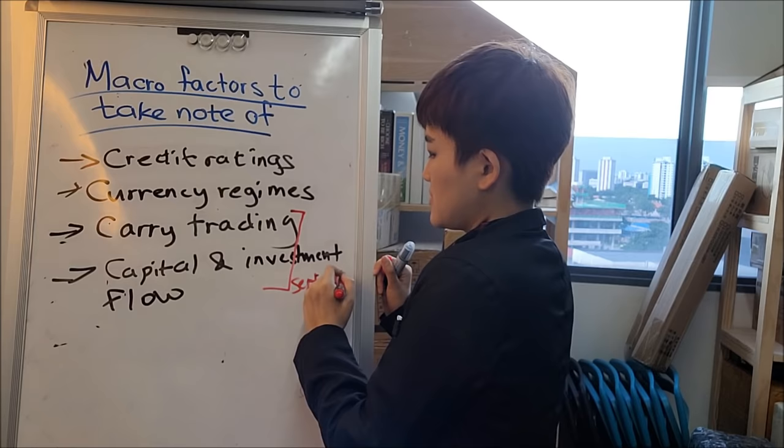Alright, and hence, you would expect that when people are scared, when stock market is tanking, let's say for example, S&P 500, you will expect that Aussie yen is going to go down along with S&P 500, and hence these two are positively correlated. Most of the time.